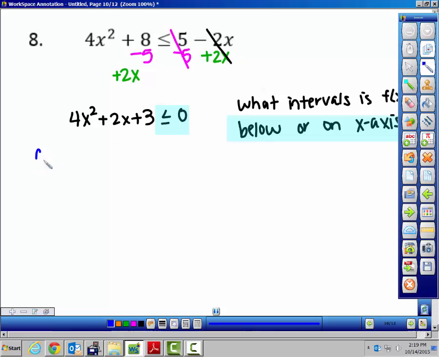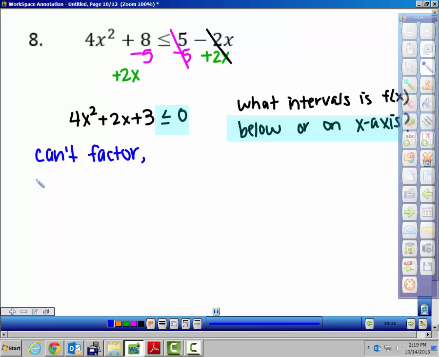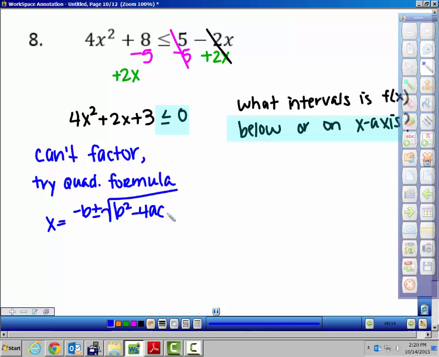When you have a quadratic that you can't factor, and you had one like this on your homework the other night, and we did one in the notes, you try the quadratic formula. Remember, that's x is equal to negative b plus or minus the square root of b squared minus 4ac, all over 2a. The a, b, and c are the coefficients when you're in standard form like this. So a is 4, b is 2, and c is 3.